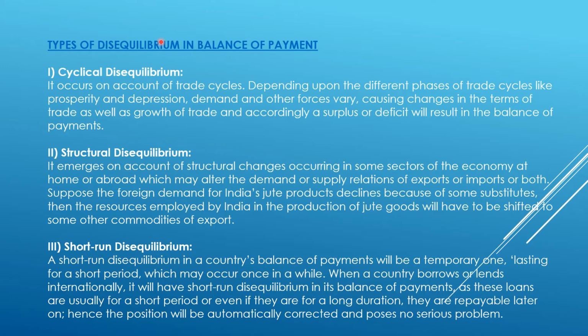Disequilibrium is a condition where exports and imports are not equal. So disequilibrium can arise through two conditions. The first one, where exports are more than imports, that condition is called favorable condition. Then the second one is where imports are more than exports, that condition is called unfavorable condition.